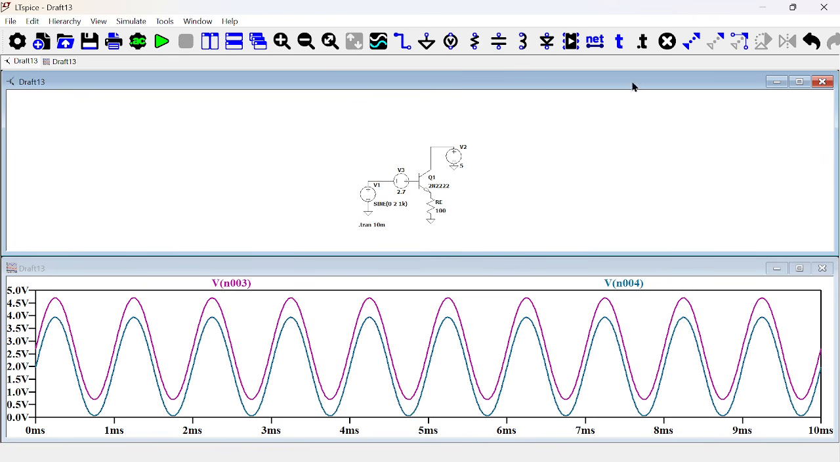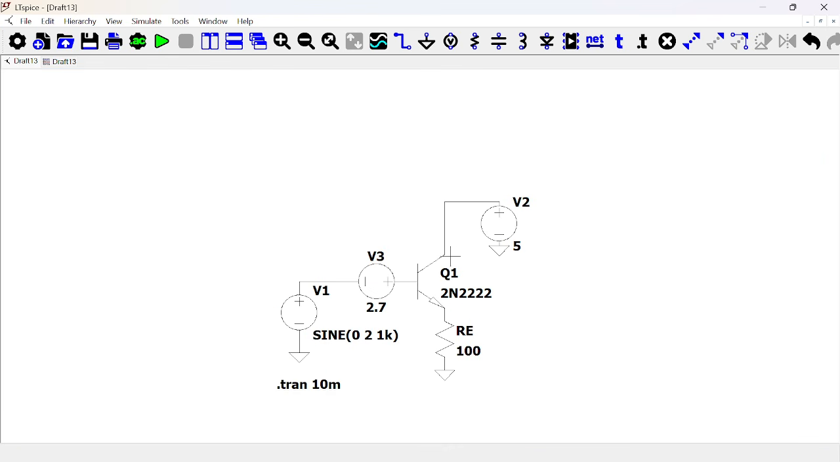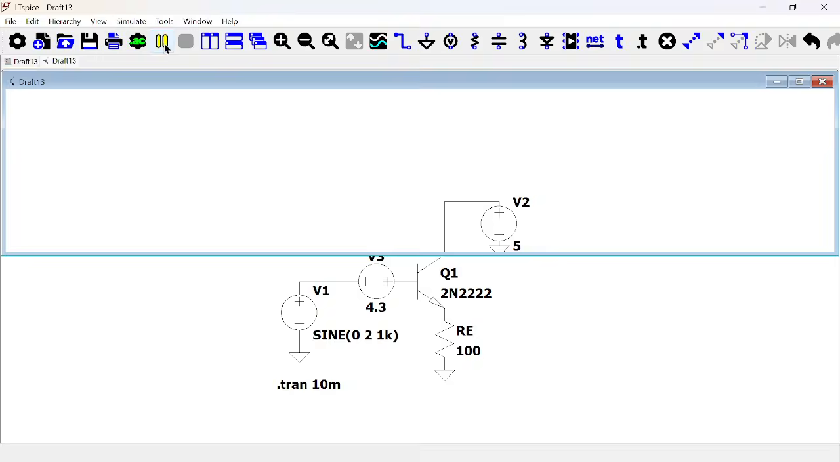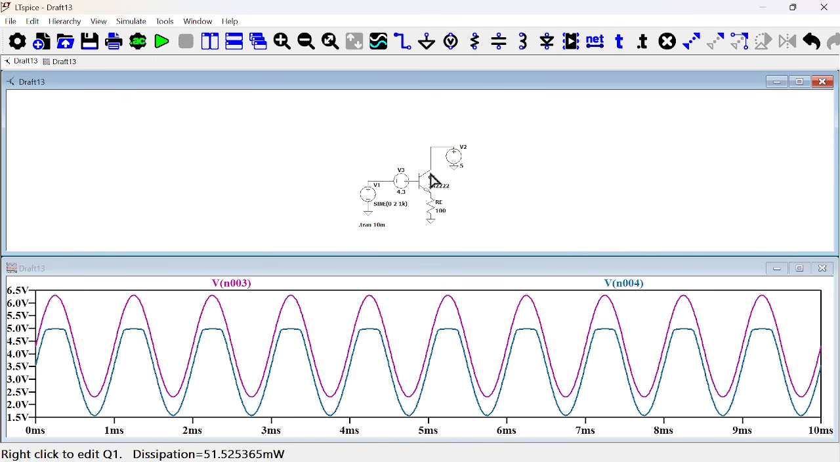So let me run this, and the current corresponding to the 2.7 volts, that looks small to me. I was expecting more. 19.5 milliamperes. Okay, let me change this to 4.3 and see. Okay, yeah, all right, so I forgot something.